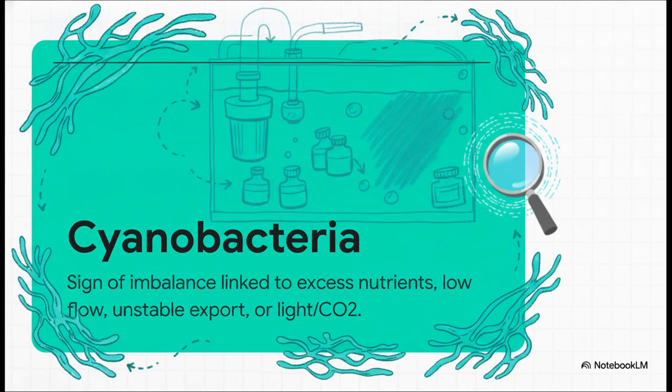Now contrast that with suspect number 2, Cyanobacteria, or cyano for short. Unlike those transient diatoms, cyano is a glaring warning siren of a system imbalance. It's typically linked to things like excess nutrients, really low flow, unstable waste export, or even fluctuating light and CO2 dynamics. Look, if cyano is in your tank, it's pointing to a deeper, much more systemic issue in your environment that really needs your attention.